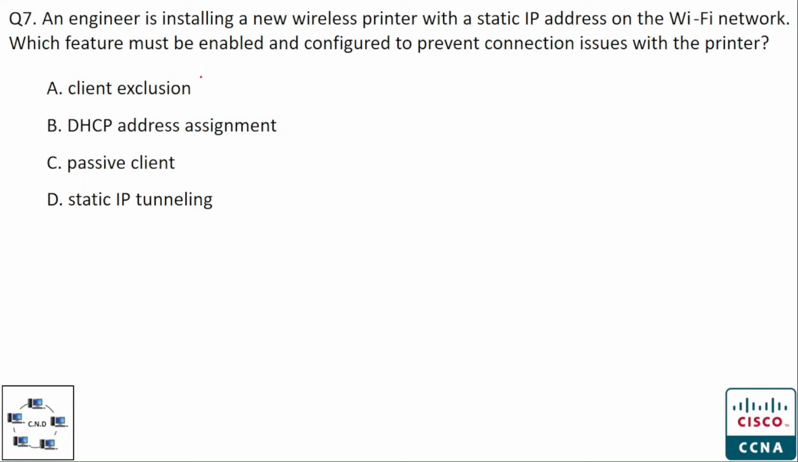Question number 7, an engineer is installing a new wireless printer with a static IP address on the Wi-Fi network. Which feature must be enabled and configured to prevent connection issues with the printer? And the options are option A, client exclusion, option B, DHCP address assignment, option C, passive client, and option D, static IP tunneling. And the correct option is option C, passive client.